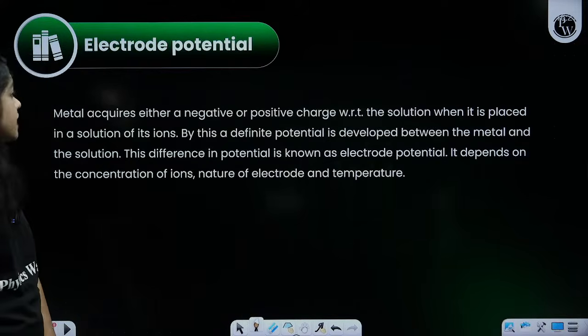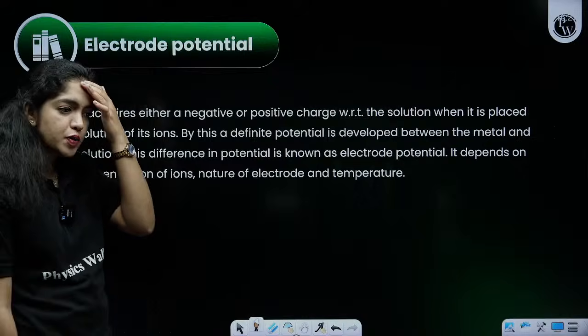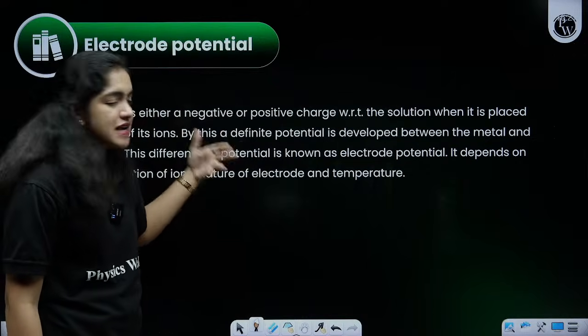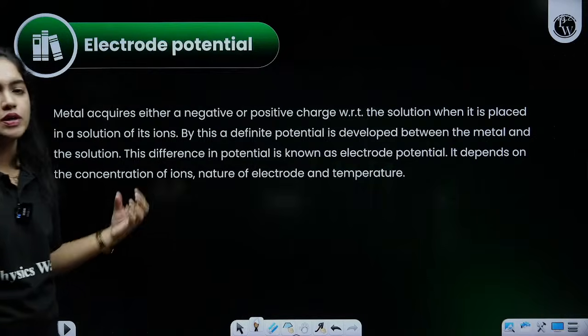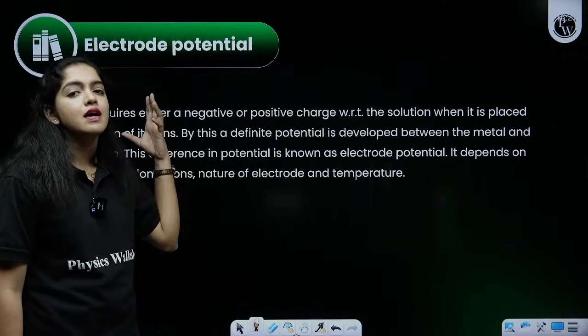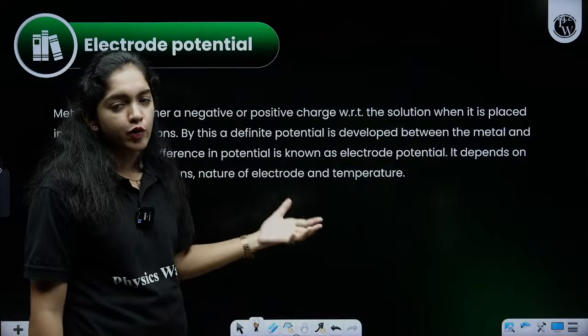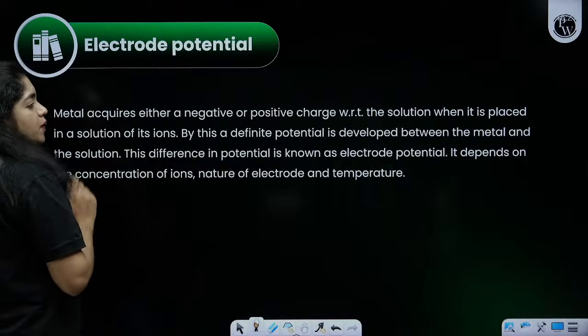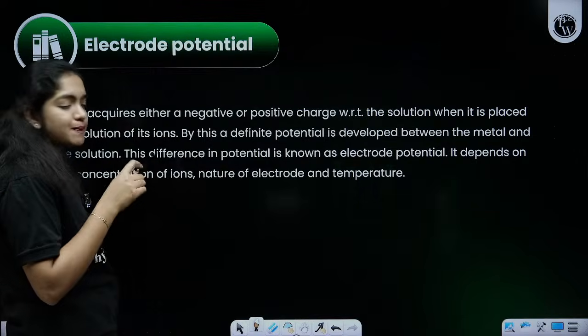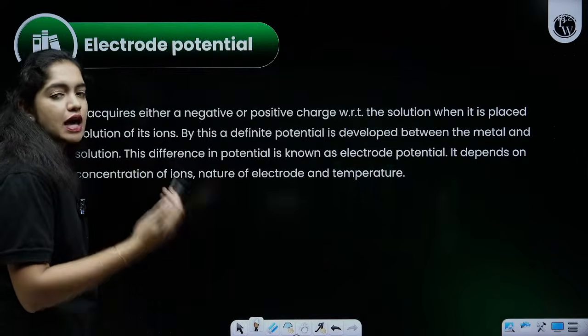Then the next one, electrode potential. These are the summary of the topics that we already covered. So how will we calculate the electrode potential? Electrode potential can be calculated using the difference between cathode and anode. E cell is equal to E cathode minus E anode. What is electrode potential? A metal acquires a negative or a positive charge with respect to the solution when it is placed in it. That we know. Anode is negative, cathode is positive.